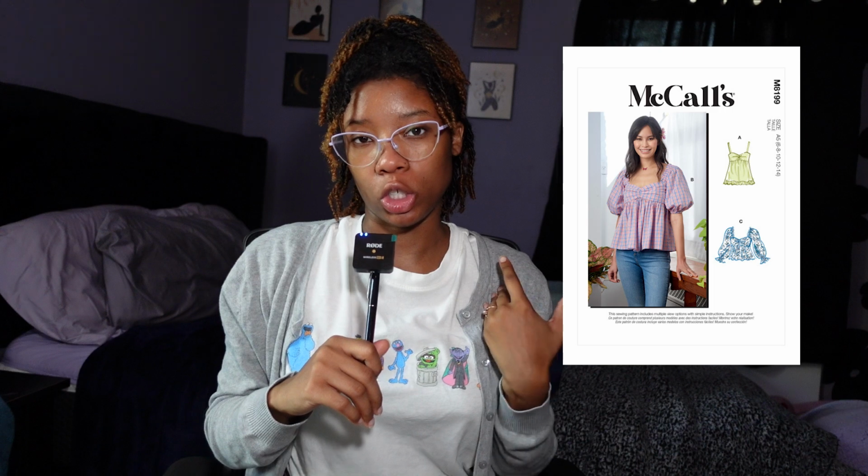Next, we have a McCall's pattern M8199. The bodice is the same, but you have a no sleeve option, a puff sleeve, or a long sleeve option, which you can wear spring, summer, fall, as long as you preserve the other parts of the pattern, or get it as a PDF.